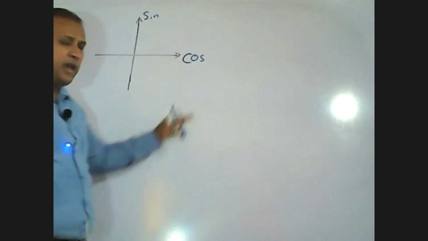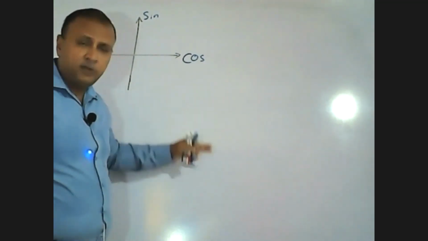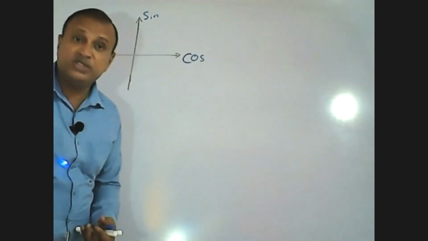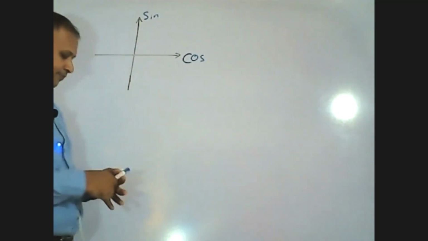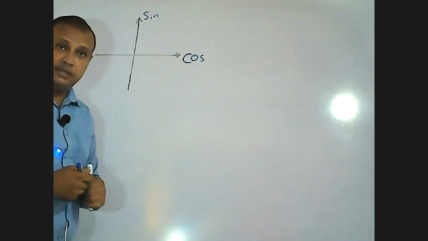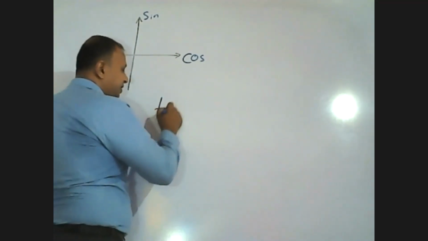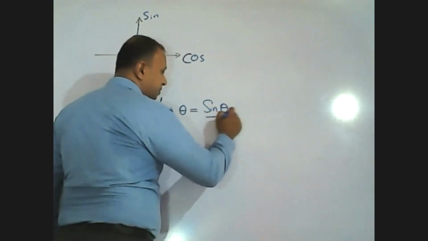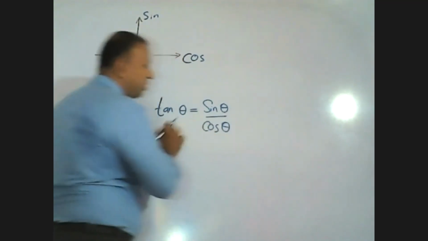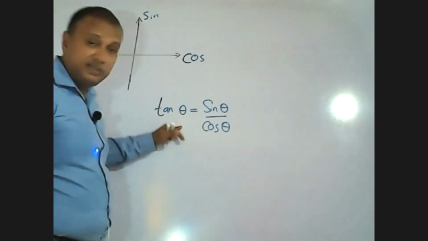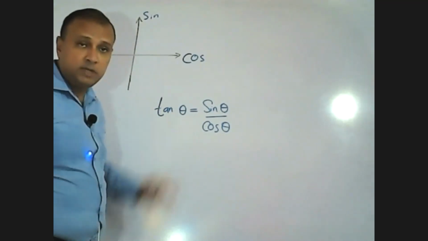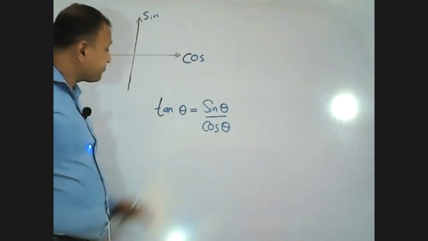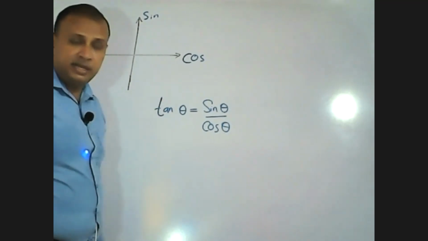Okay. Now we have defined up to sin theta and cos theta. Tan theta is defined as the ratio between sine theta and cos theta. We have learned this relationship. We can prove this relationship using triangles. Therefore, I'm not going to repeat that again.